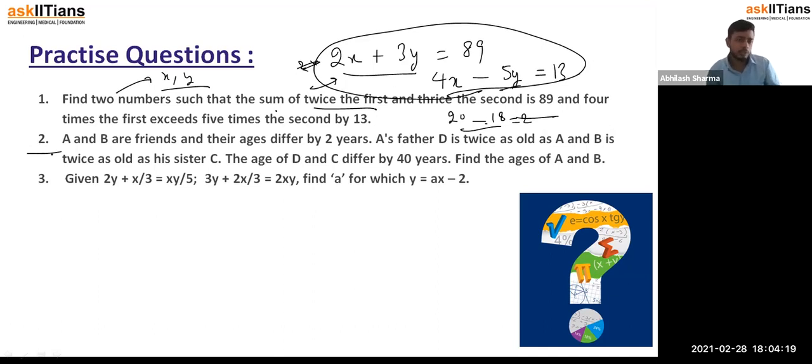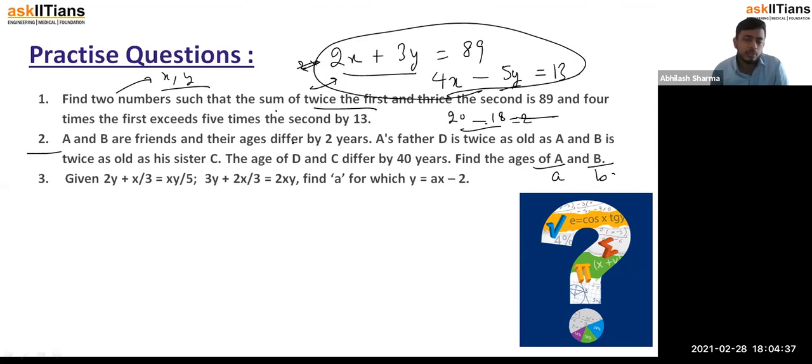What about this second practice problem? A and B are friends. Their ages differ by 2 years. A's father is twice as old as A. Okay, so look, A and B are friends, and we have to find the ages of A and B. So let's say A's age is A, B's age is B.